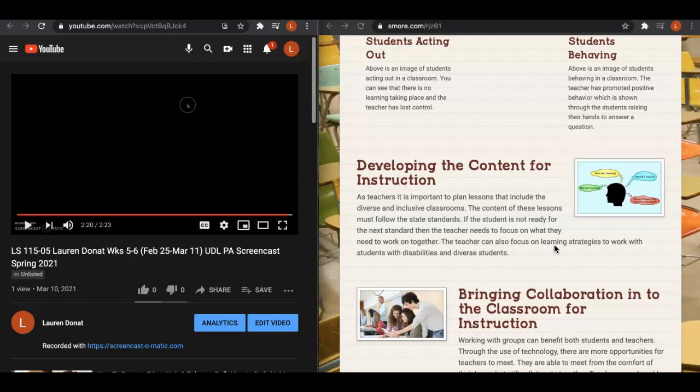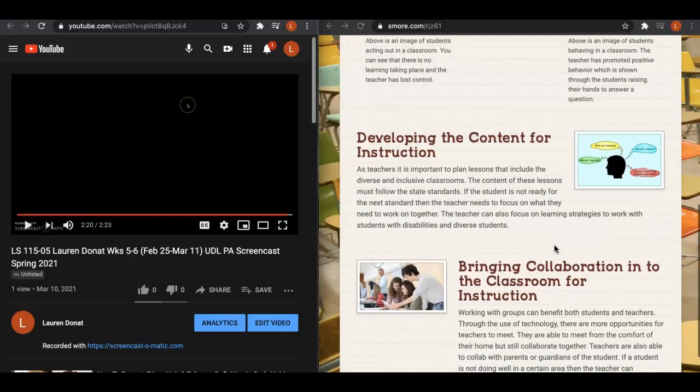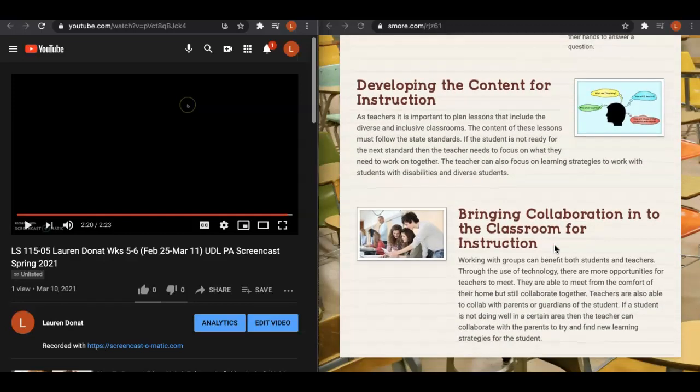Before moving on, we need to evaluate the students to see if they are understanding the material, making sure that they are getting the best education that they need. And finally, we come to bringing collaboration in the classroom for instruction. Working with groups can benefit both students and teachers. Through the use of technology, there are more opportunities for teachers to meet. They are able to meet from the comfort of their home, but still collaborate together.